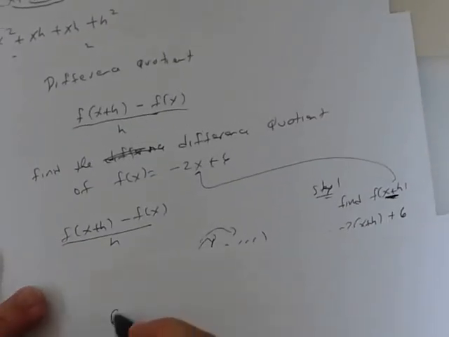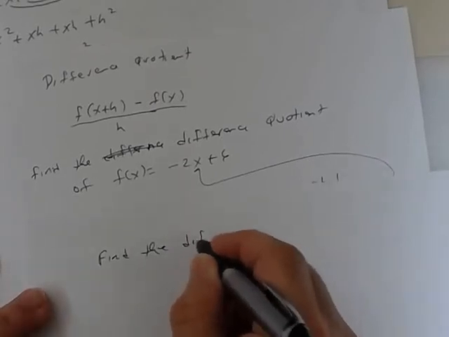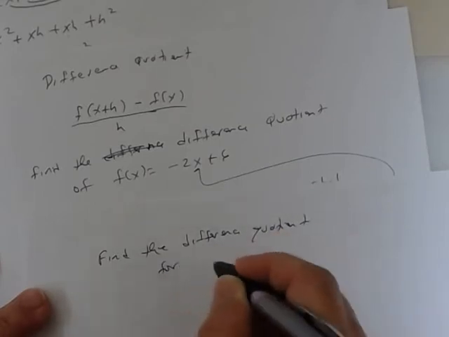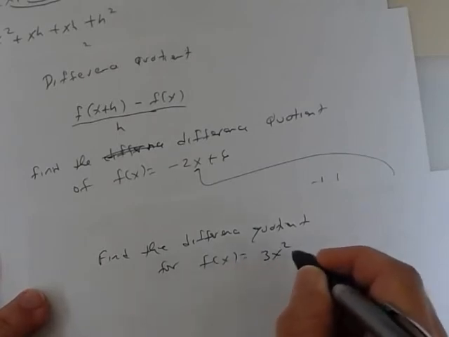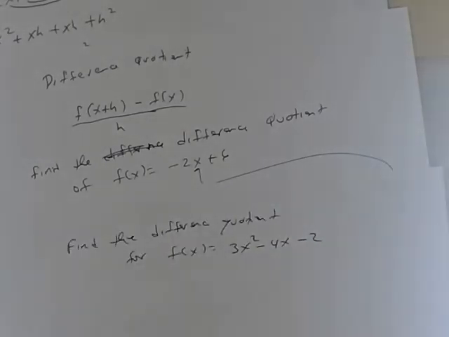Okay, let's do a quadratic. So difference quotient, find the difference quotient for f of x equal 3x squared minus 4x minus 2. So write that down. So 3x squared minus 4x minus 2. It's very simple. It really is. That should be an easy number of points to get. It's just not a big plug and check. All right, so what is the difference quotient?